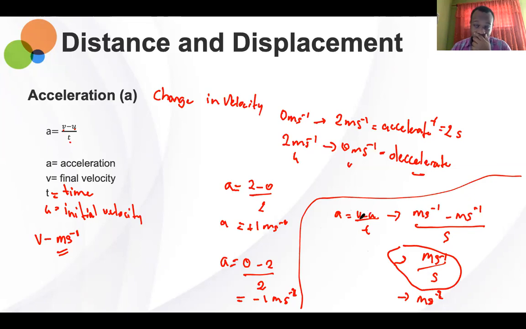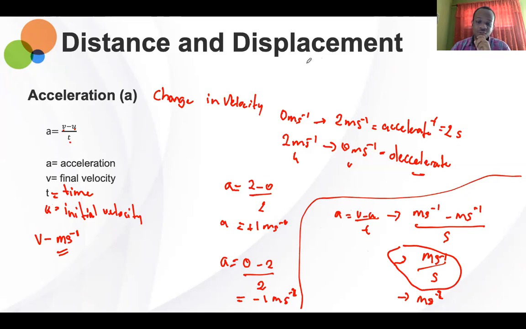So if we take away, say, let me show. I hear your question. U is our initial velocity and V is our final velocity, right?